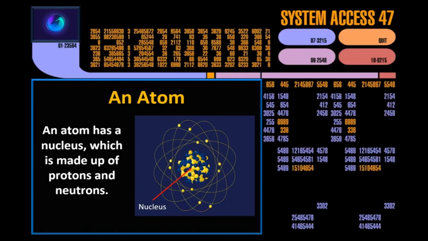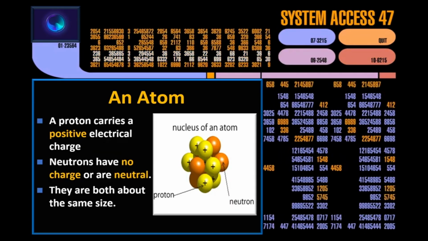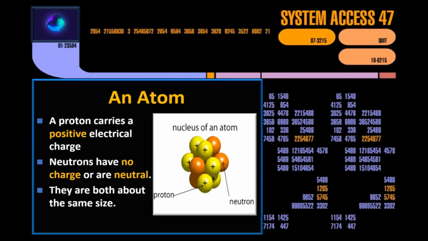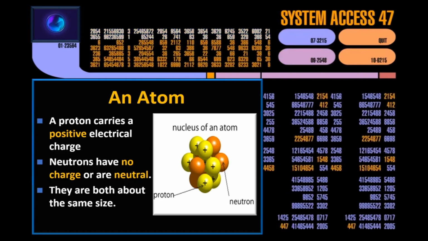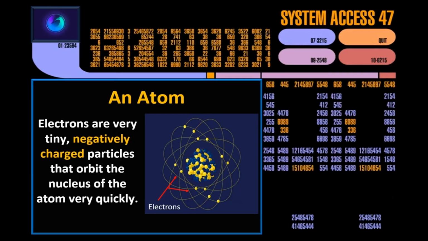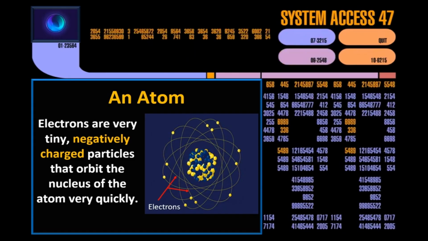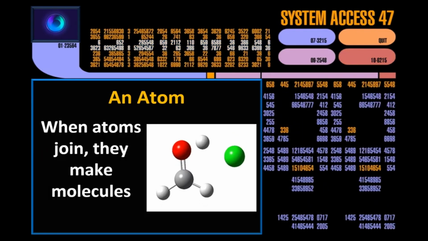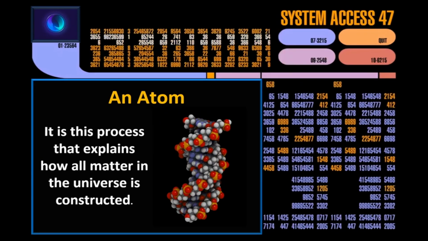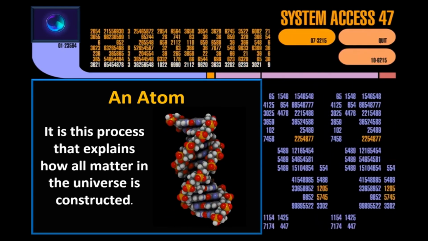An atom has a nucleus which is made up of protons and neutrons. A proton carries a positive electrical charge, and neutrons have no charge or are neutral. They are both about the same size. Electrons are very tiny, negatively charged particles that orbit the nucleus of the atom very quickly. When atoms join, they make molecules, and when molecules join, they make compounds. It is this process that explains how all matter in the universe is constructed.